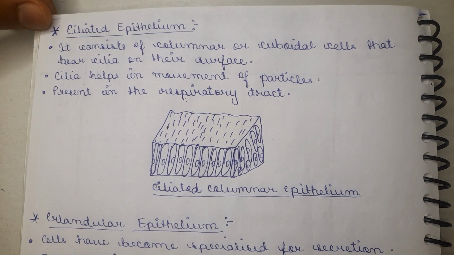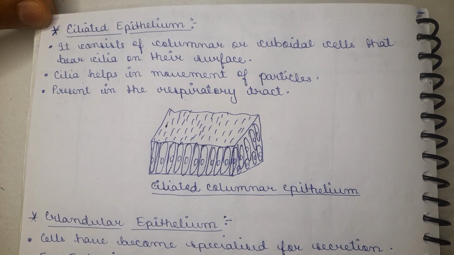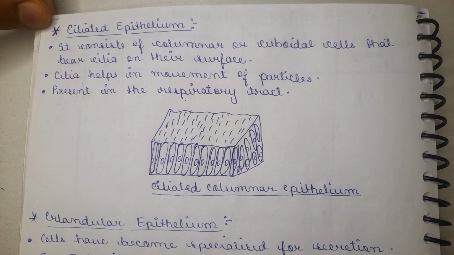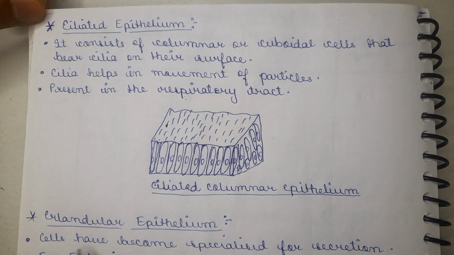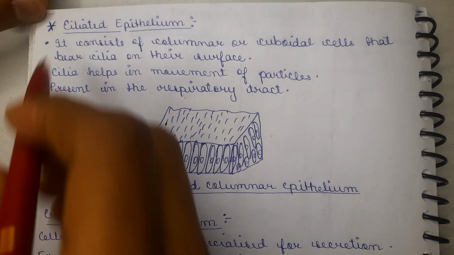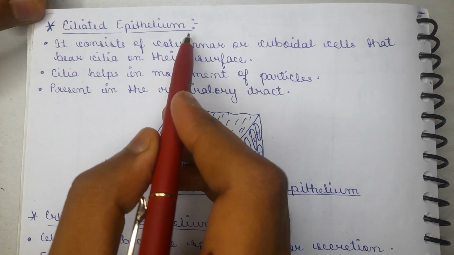Hello everyone, in this video we are going to discuss the remaining two parts of the epithelial tissues. The first one was ciliated epithelium and the second one is the glandular epithelium. Now we will look first at the ciliated epithelium.